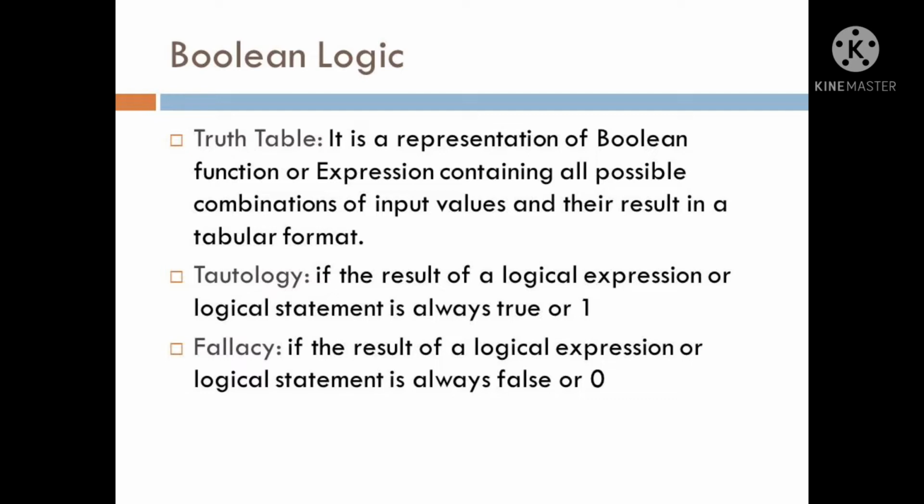Tautology means the result of a logical expression or logical statement is always true or 1. That means if the results in the truth table are all 1, then it is known as tautology. Next is falsy. If the result of a logical expression or logical statement is always false or 0, that means the truth table results are all 0, it is known as falsy.